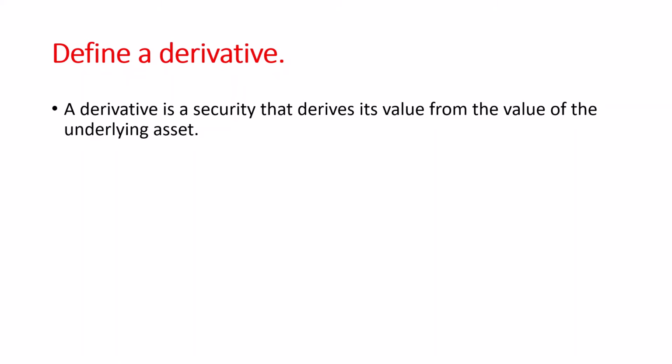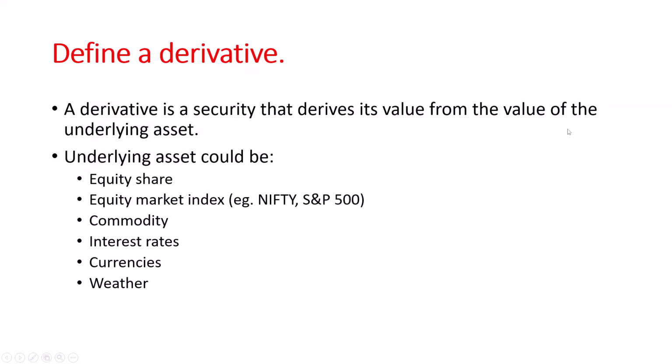And what could the underlying asset be? Now, there could be various types of underlying assets. Some examples I've listed here. For example, you could have equity shares, equity market index. Equity market index could be the Nifty market index in India or the S&P 500. You could have a commodity, which could be the underlying asset, interest rates, currencies, weather. Weather is also a recently used underlying asset for derivative contracts for trading in derivatives.